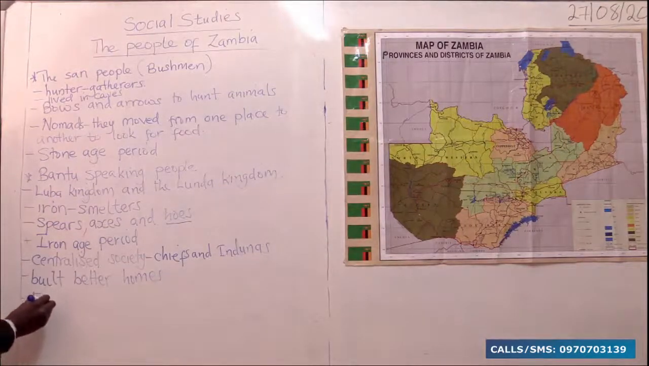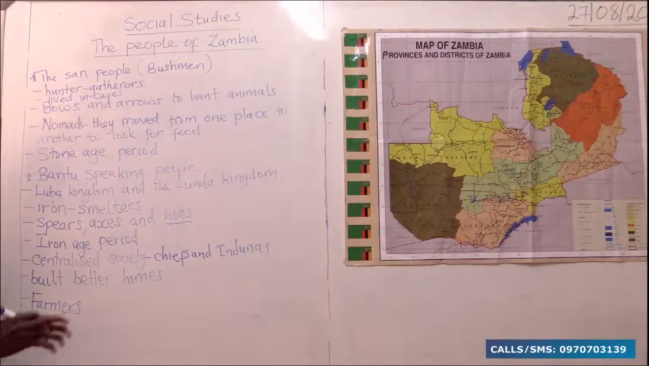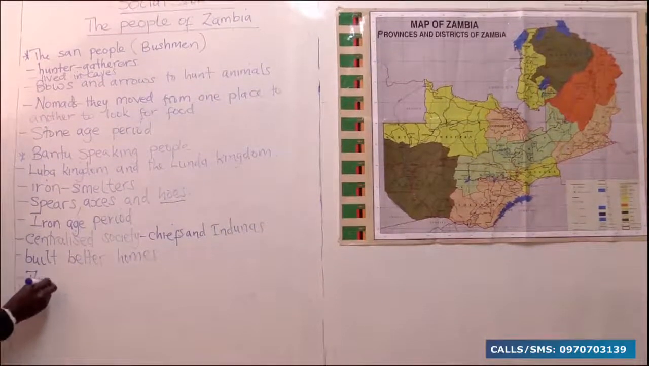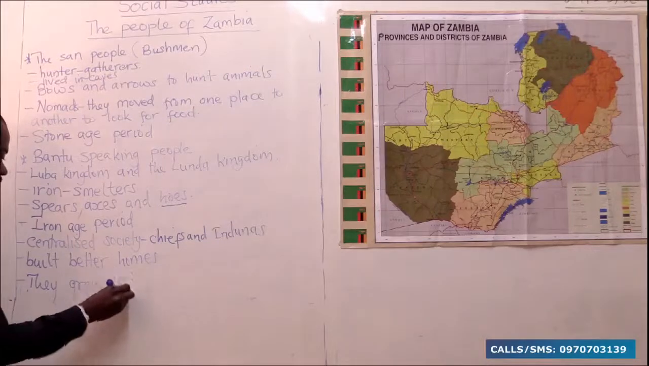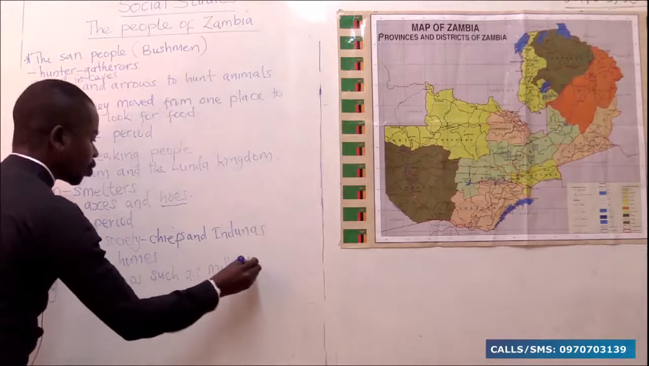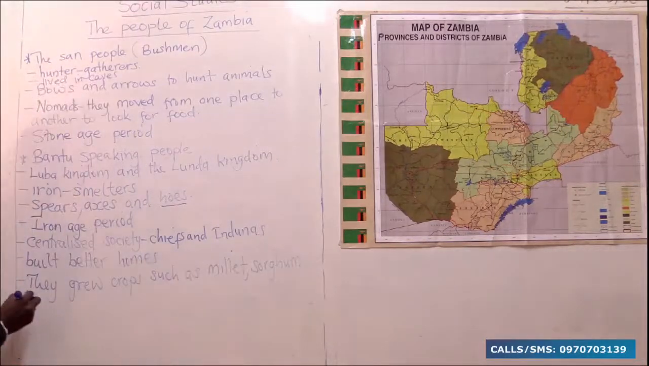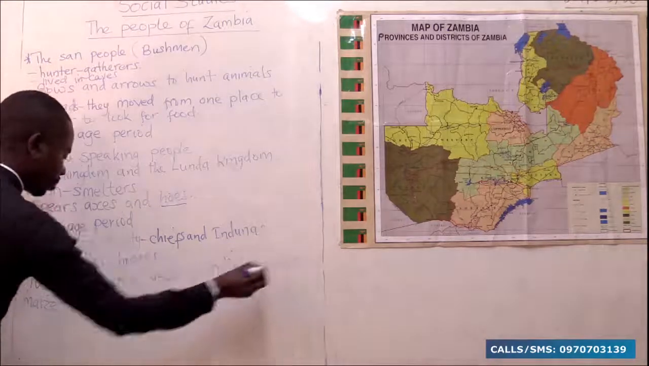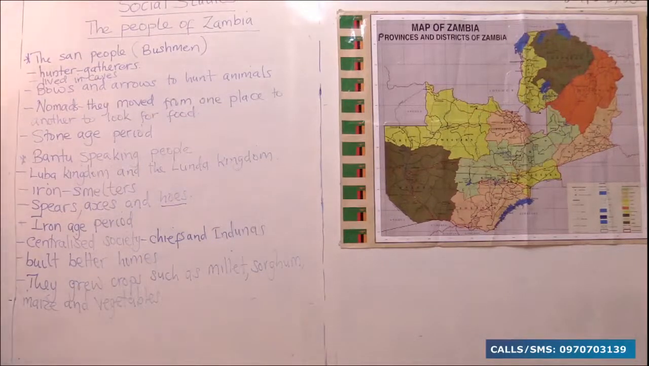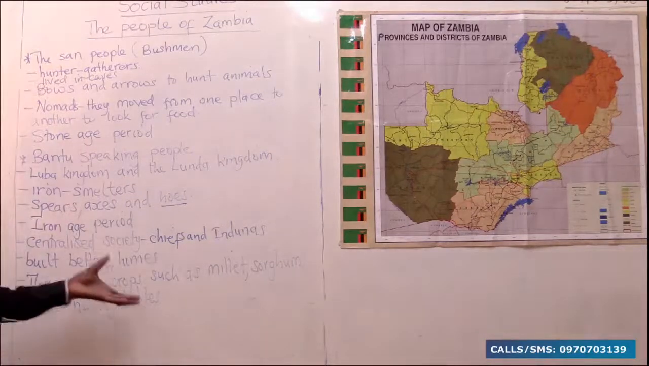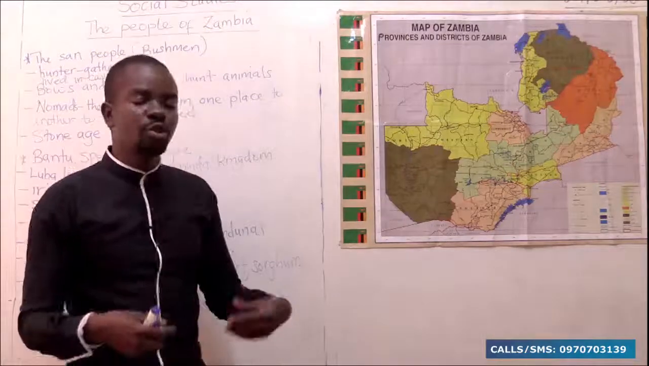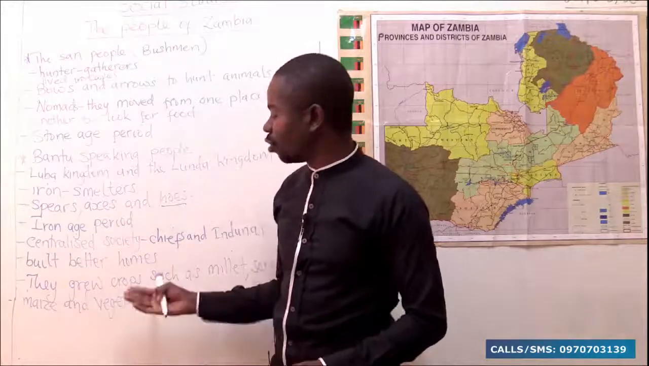Okay, so you must also understand that the Bantu-speaking people were farmers, meaning that they grew crops such as millet, sorghum, maize, and vegetables. These were the crops that they used to eat in order to sustain their families.